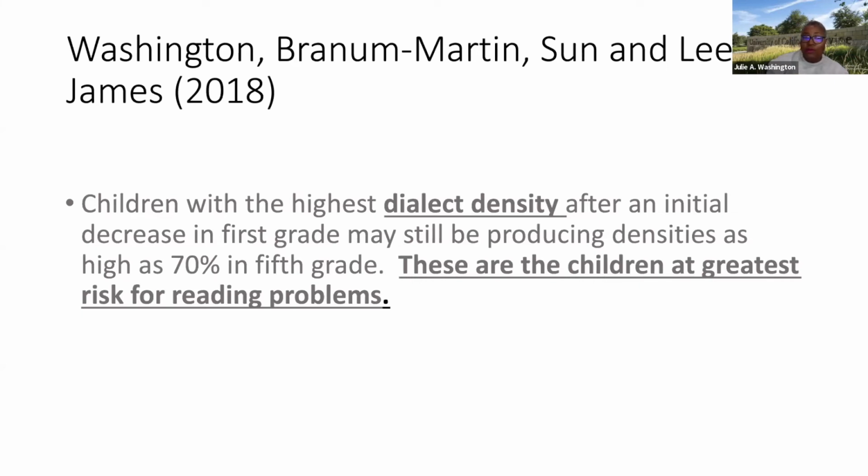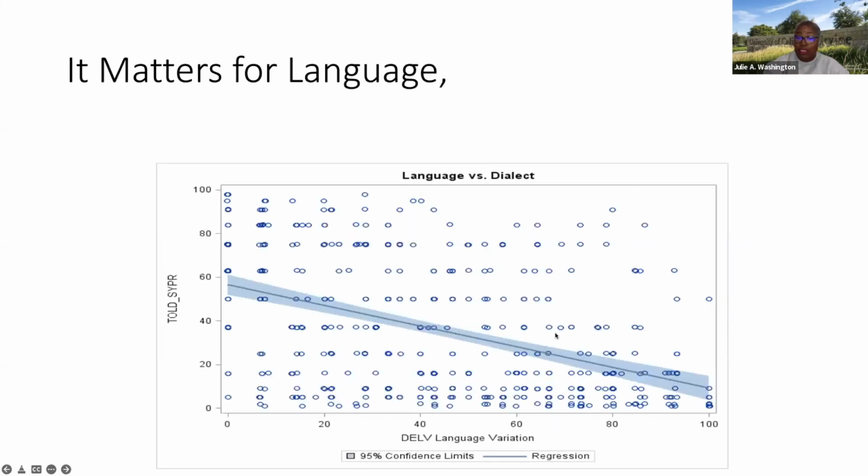And what we found was that for every year that kids are in school, there's a linear decrease of about 5%. But if you started out at 80%, then a 5% decrease is not enough. You're still a really dense dialect user. And those are the kids who are at greatest risk for reading problems. The kids for whom dialect density continues to be high throughout schooling. It matters for reading, but it also matters for language.